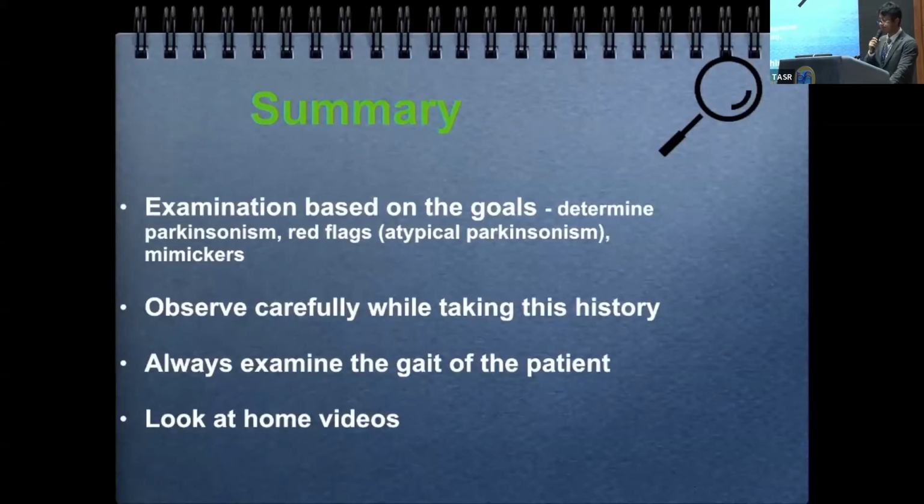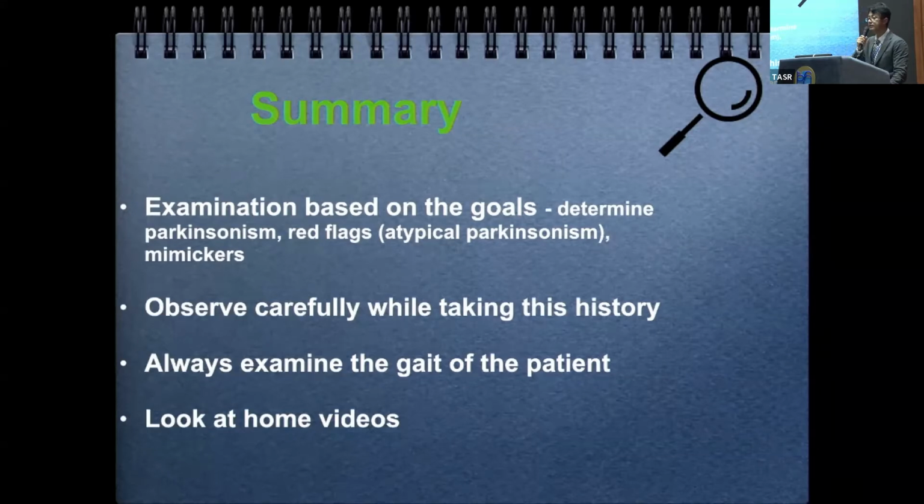So I come to my last slide. In summary, the examination is based on the 3 goals which I mentioned. Number 1 is to determine Parkinsonism, looking for bradykinesia, rigidity, resting tremor, and look at the posture and the gait of the patient. Second, after you have determined Parkinsonism, look for red flags or signs to suggest atypical Parkinsonism, which I've showed you just now.